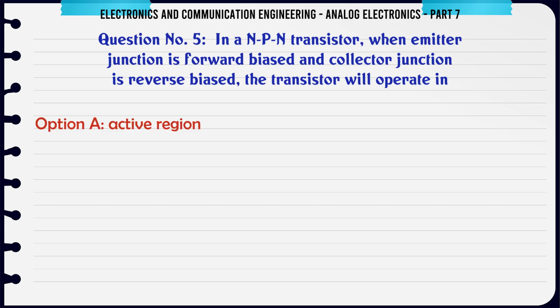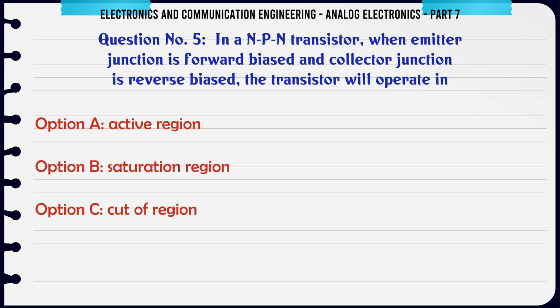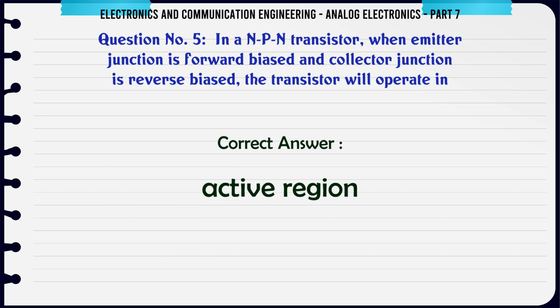In a NPN transistor, when emitter junction is forward biased and collector junction is reverse biased, the transistor will operate in A. Active region, B. Saturation region, C. Cutoff region, D. Inverted region. The correct answer is active region.